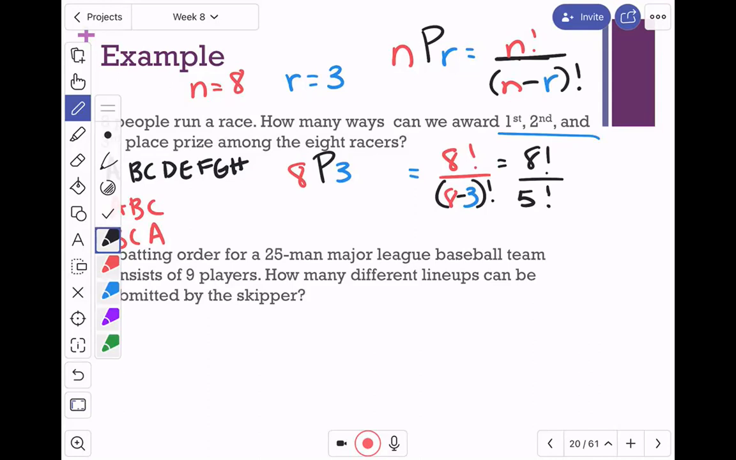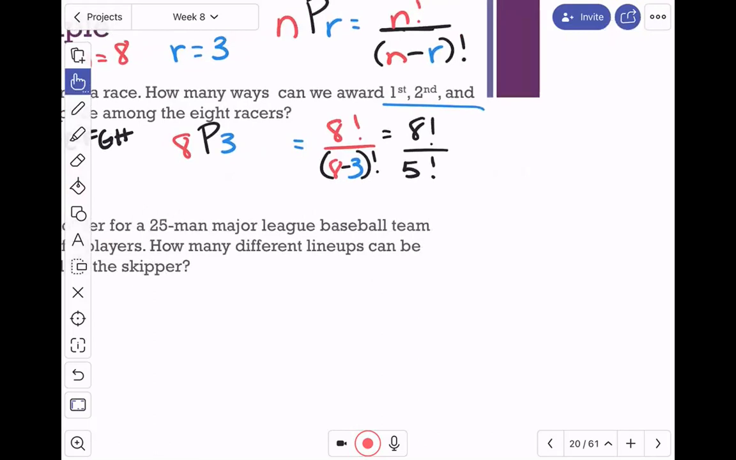Factorials are really cool in terms of the simplification process that you go through. I mean, they're cool to me. They probably won't be cool to y'all, but to me, they're kind of fun.